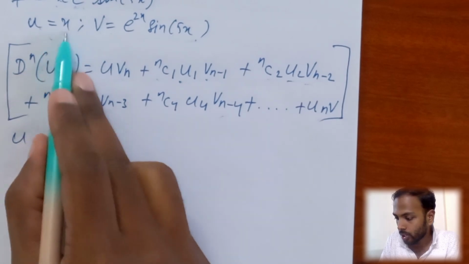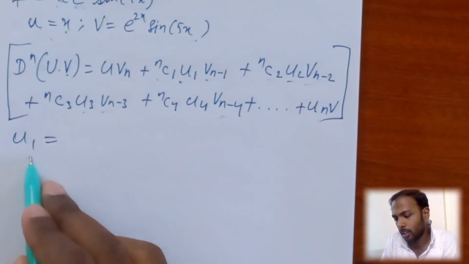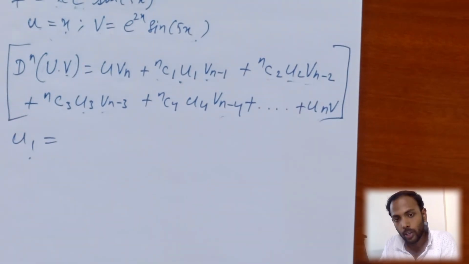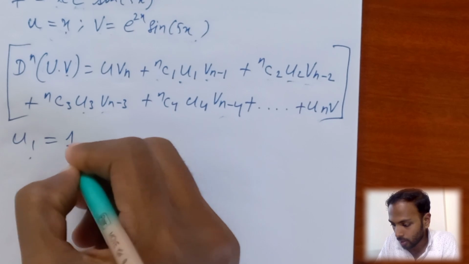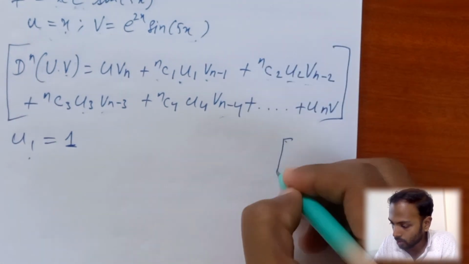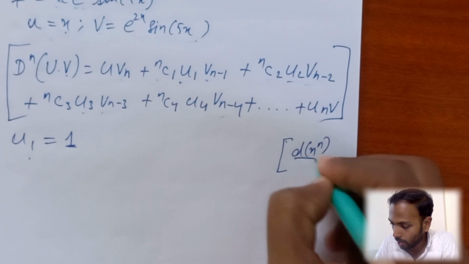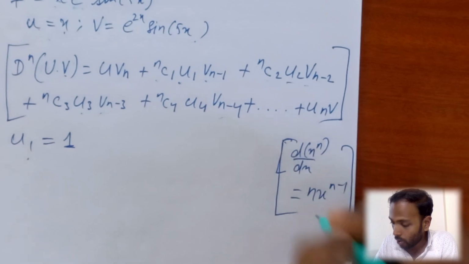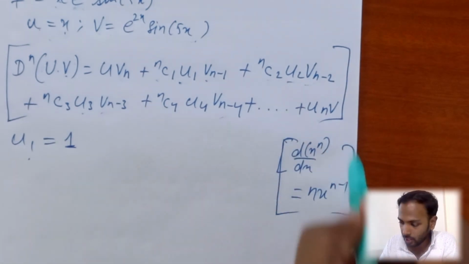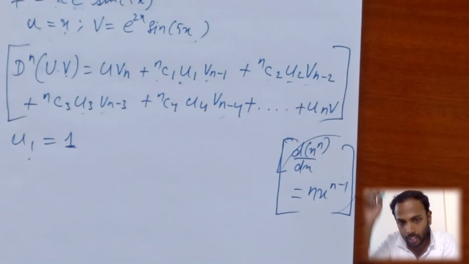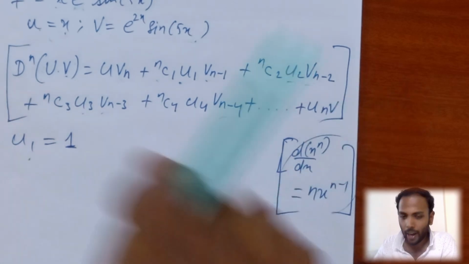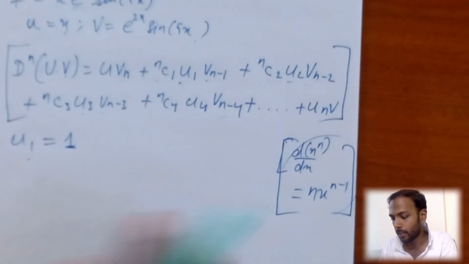What is u? x. u1 means nothing but the first order derivative of u. So what is the differentiation of x? 1, right? That is general. If you're wondering how, just apply this formula. Differentiation of x to the power n with respect to x is n into x to the power n minus 1. For those who have no idea about these basic differentiation formulas, in the description of this video I have given all the basic formulas of differentiation. Those are more than enough. Just memorize them and apply directly wherever you solve. That shouldn't be a problem.